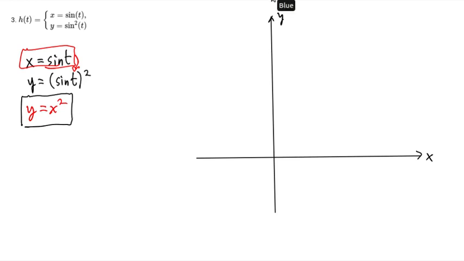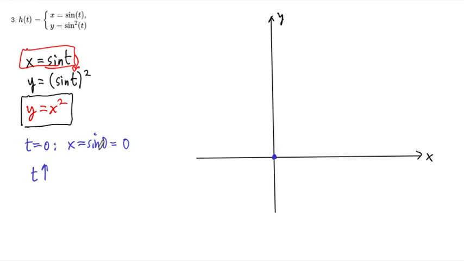So let's think about this. When t is equal to 0, so time equals 0, that's like your starting point. What happens to x? Well, x is equal to sine of 0, and that's 0. So this one does start at the origin. In particular, it passes through the origin. The last one didn't, right? And as time increases, what's going to happen?